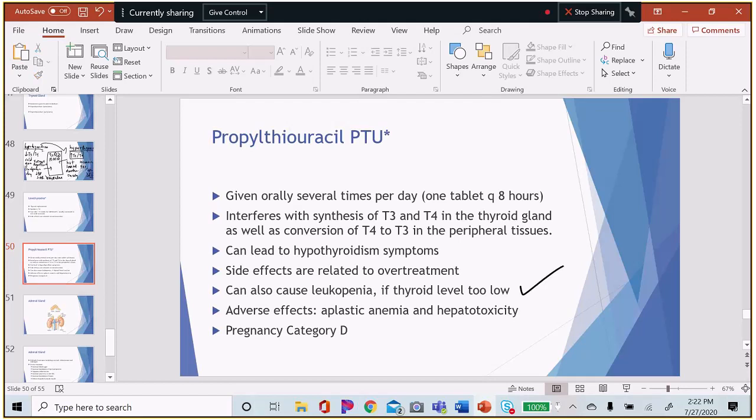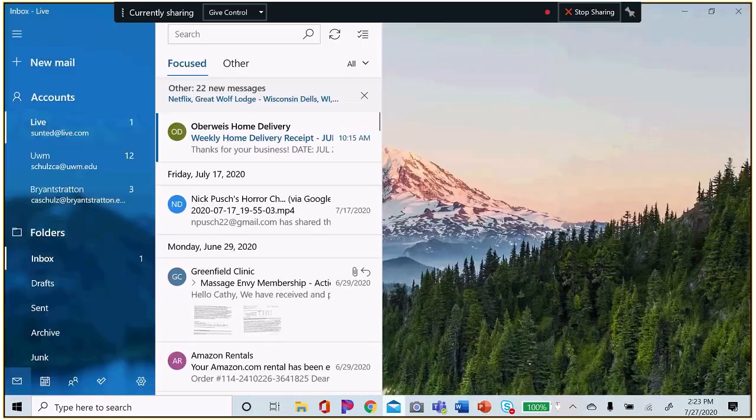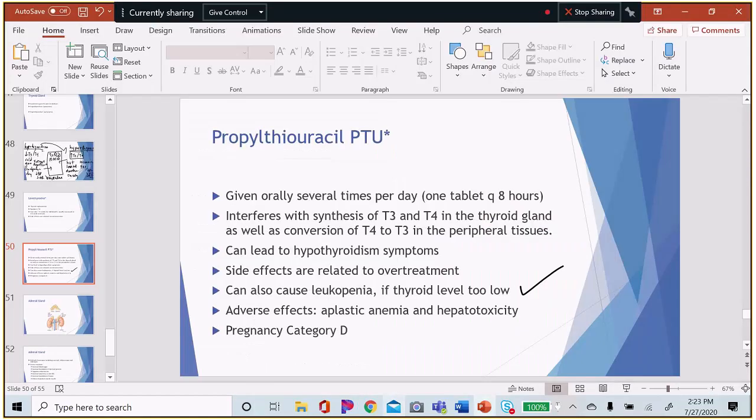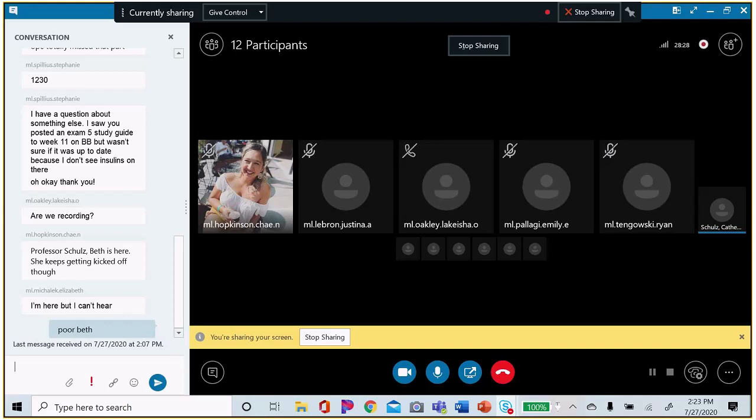If you overtreat the patient with PTU, they can also have a decreased white blood cell count, which is leukopenia. If they have leukopenia, how will you know? What are the symptoms of leukopenia?